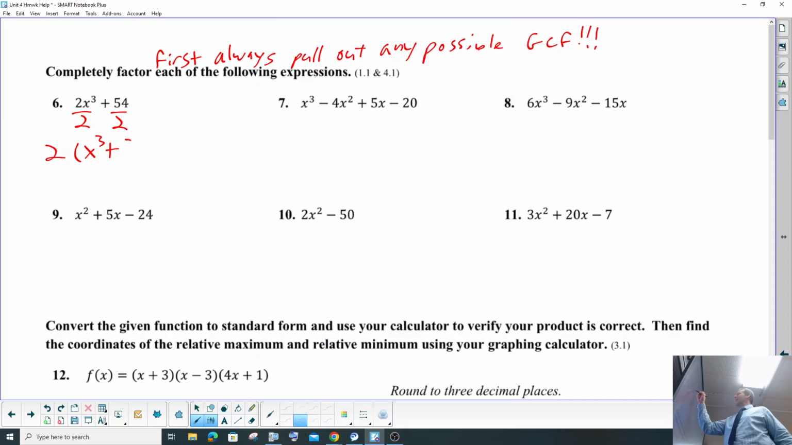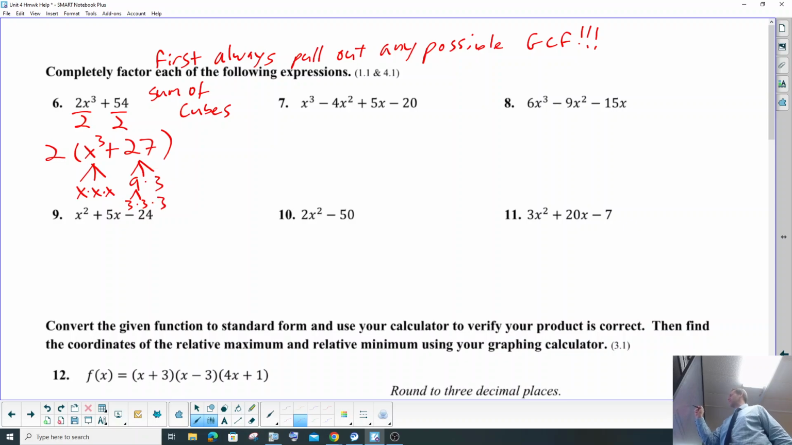Yeah, so this is actually going to be something special, you guys. So this is a sum of cubes. Do you remember? You're going to see that on the test. Do you remember how to do sum of cubes? Do you remember the formula? So that's going to split into x, x, and x. And then 27 factors into 9 times 3, which factors into 3 times 3 times 3.